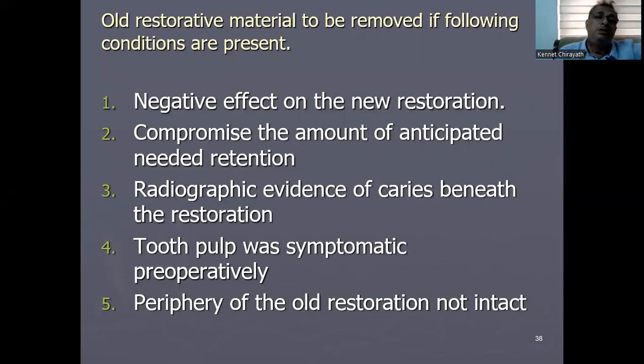Then comes compromise of the retention, radiographic evidence of secondary caries, the tooth pulp is asymptomatic, or the periphery of the old restoration is not intact. In all these cases, it is better to remove the old restoration and do a new restoration. Otherwise, it will affect in the long run. The patient will have complaints of pain or other difficulties, which will result in the failure of the restoration. So you should be very careful when an old restoration is present.